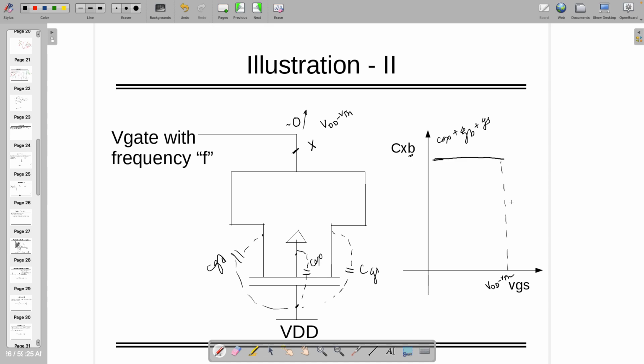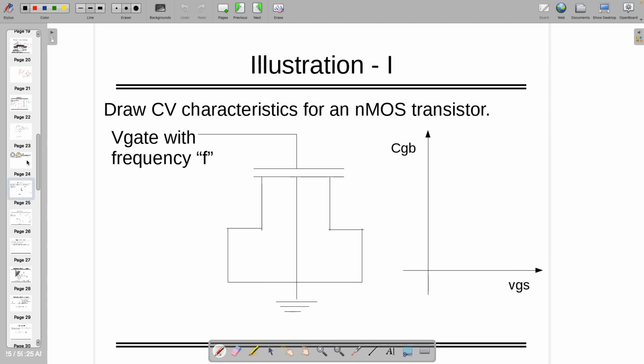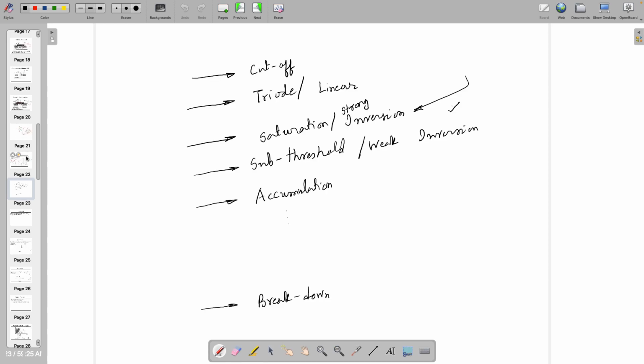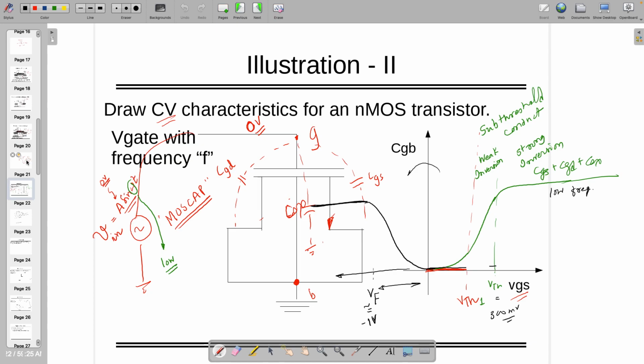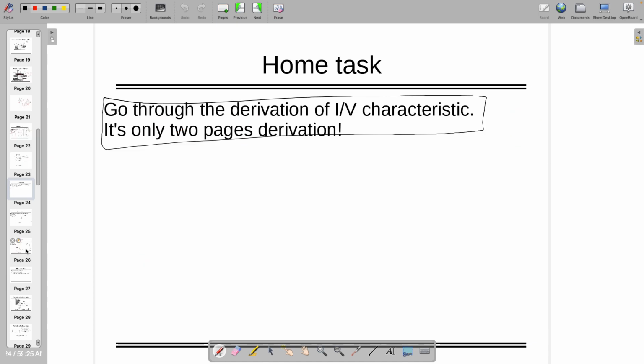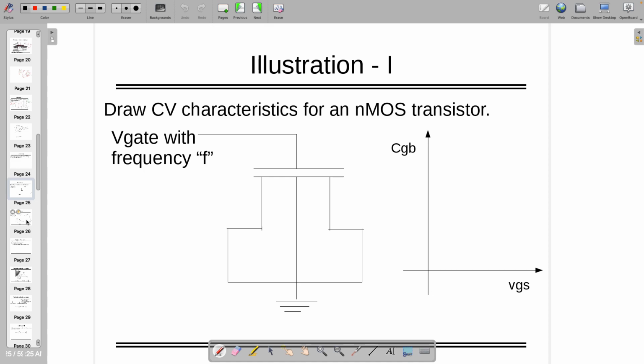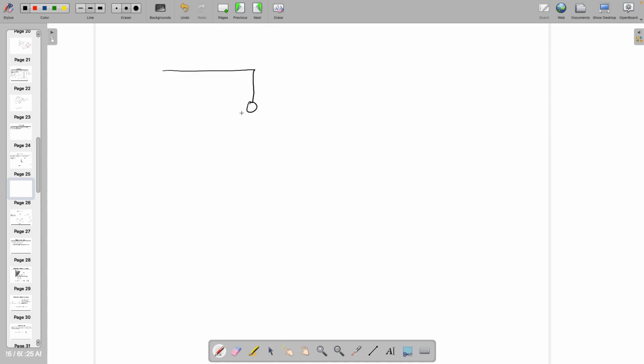When I increase the voltage a bit beyond VDD minus VTH, this capacitance keeps decreasing, and follows what we have studied in the previous one. So it's a reverse one. Are you following? Okay, if you follow, then can we try this one? Let's try this one.